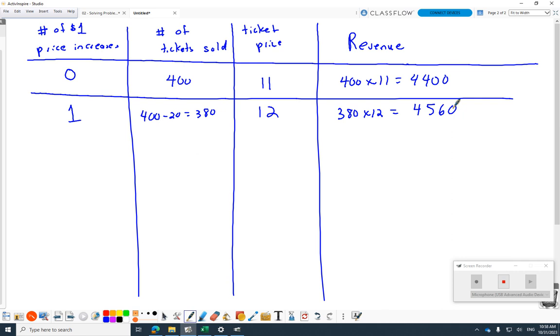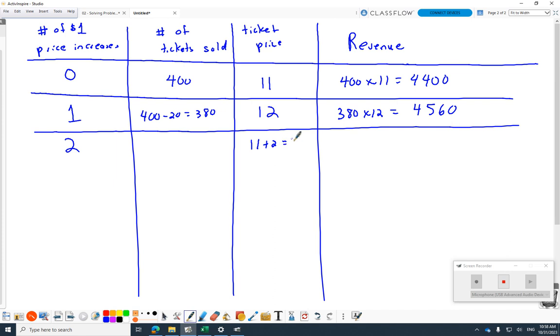Well, the rest is pretty repetitive. I'll do it a little bit faster just in case you're getting bored. What if I do 2 $1 price increases? What's the new ticket price? 13. I'm going to write it slightly different, getting ready for the algebra. Setting the table for the algebra. It's now going to be 11 plus 2. Agreed? 11 plus 2, that's what's really going on here. I've done 2 $1 ticket price increases. And then this is going to be 400 subtract 20, but twice: 360.